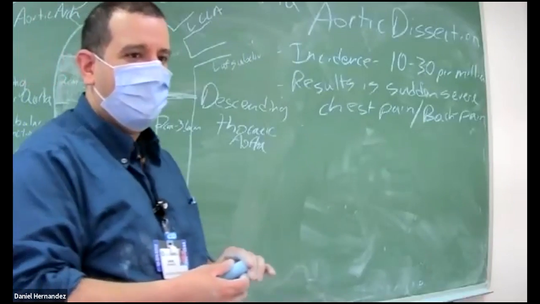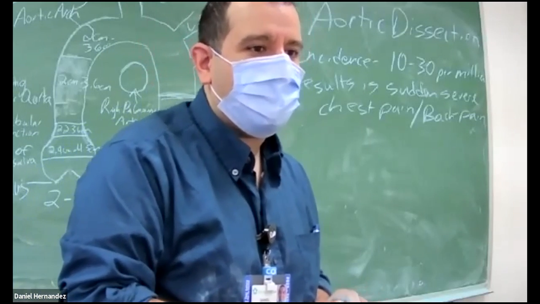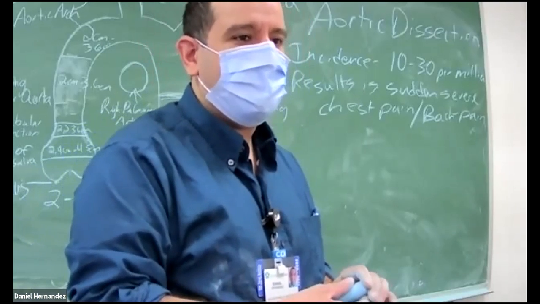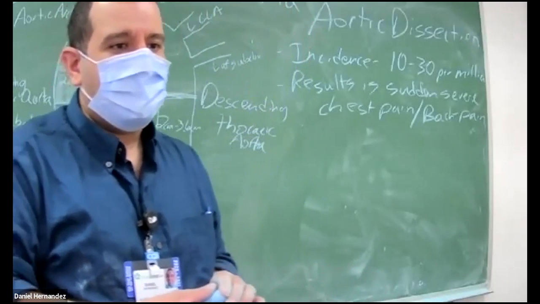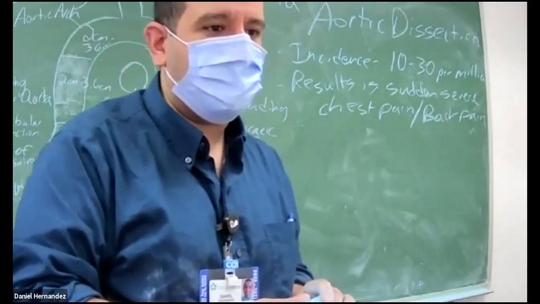Okay, that's cool. So aortic dissection, intramural hematoma, atherosclerotic plaque rupture, and aneurysm rupture all have similar clinical presentations. And that is referred to as acute aortic syndrome.